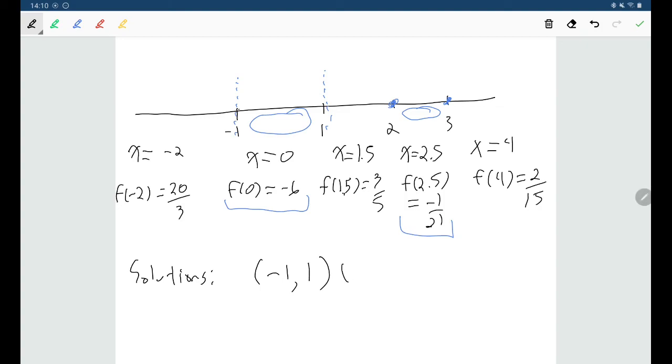And together with that, we'll also have all the values between 2 and 3. We will include the 2 and we will include the 3 because those are places where the function has a value exactly 0. That's where we're exactly at the x-axis. So our solutions: everything between -1 and 1, and everything between 2 and 3, including the 2, including the 3.